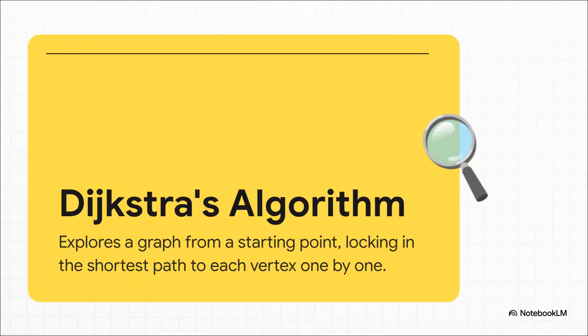To solve this, we use something called Dijkstra's algorithm. The way it works is really cool. It starts at our starting point, A, and it kind of explores outwards like a ripple in a pond. It figures out the time to reach its immediate neighbors, and then it permanently locks in the shortest path to the closest one. Then, it uses that point as its new base camp to explore its neighbors, and it's constantly updating its map until it's found the absolute fastest route to every single spot.